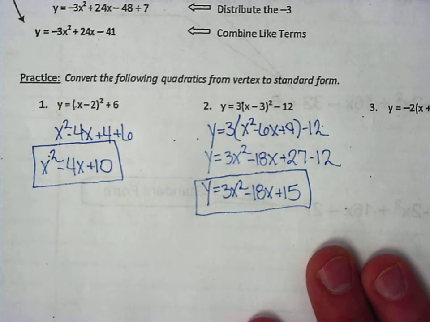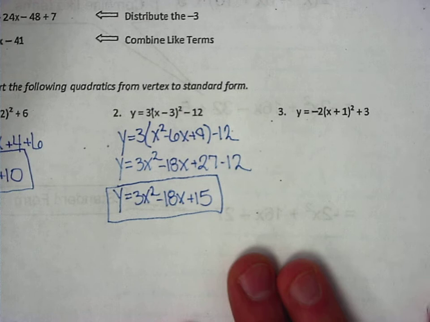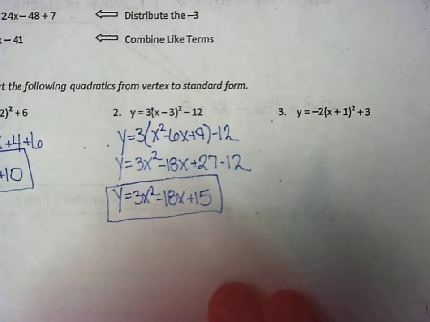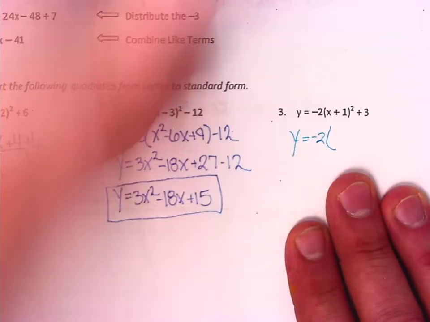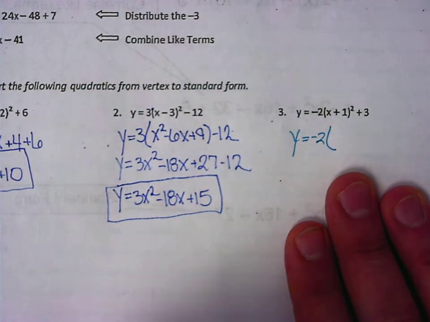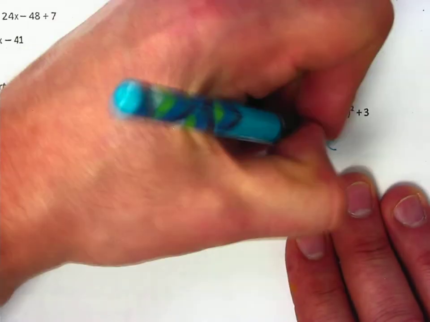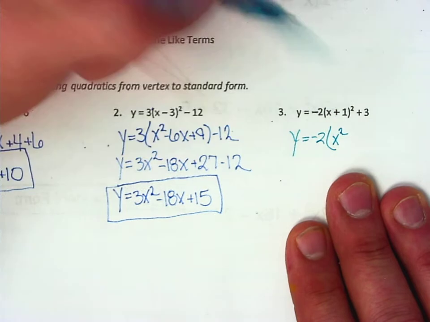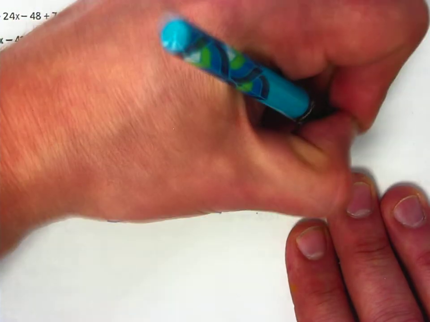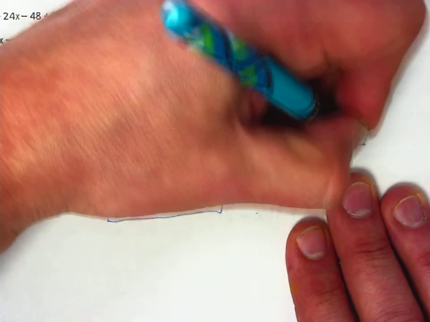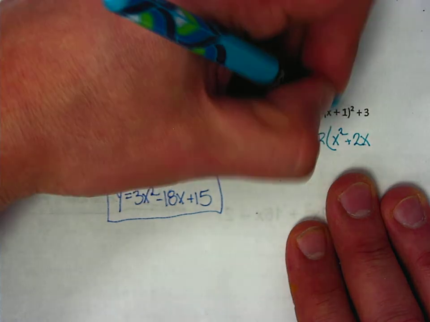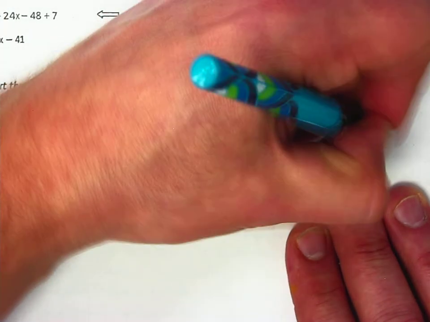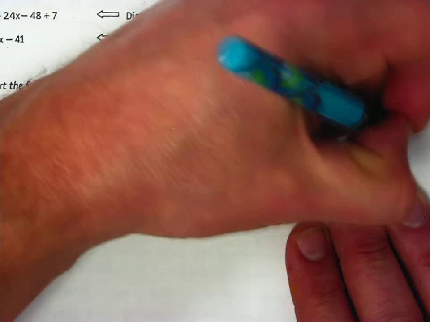And finally, our third example, number 3. Same exact type of thing, only we have a negative 2 in front. So y equals negative 2, parentheses. I'm going to expand the x plus 1 squared. x squared gives me an x squared, just like I said. Positive 1 times 2 gives me a positive 2. And we attach our variable, which is x. Positive 1 squared is a positive 1 still. Then I have the plus 3 at the end.